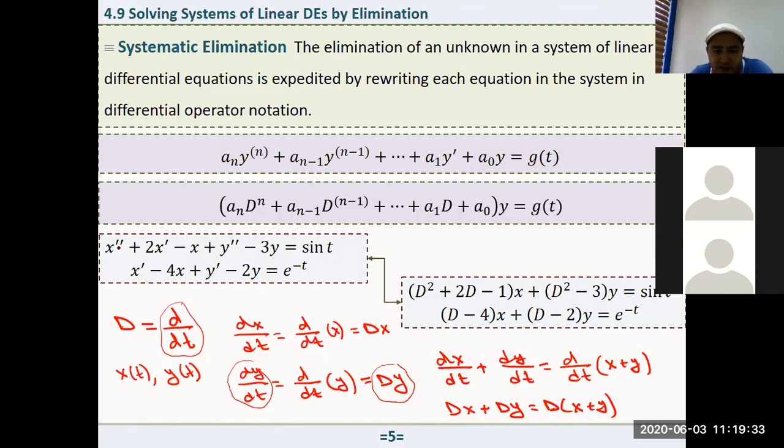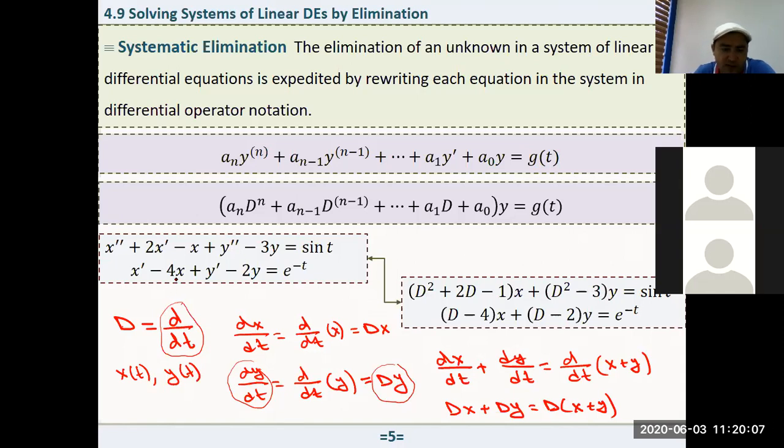as you see here, we have second order, so x is differentiated with respect to t twice. So here we have D squared x, plus 2 times x prime, so here we have Dx, and minus x, there's nothing, here we have x. If I take this out, we have (D squared plus 2D minus 1) x. In a similar way, here we have D squared y minus 3 times y. If you take this y out, here we have (D squared minus 3) y.